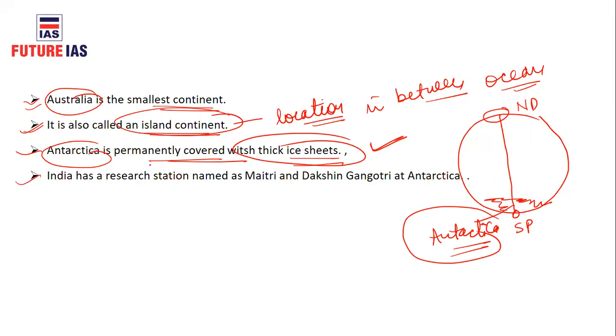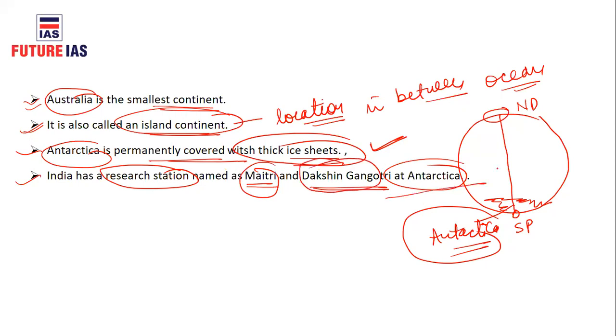And India also has research stations at Antarctica, known as Maitri and Dakshin Gangotri. These research stations are set up and established by the government of India for further research and developmental activities, to study the region of Antarctica. So two such research stations, Maitri and Dakshin Gangotri, are located at Antarctica.